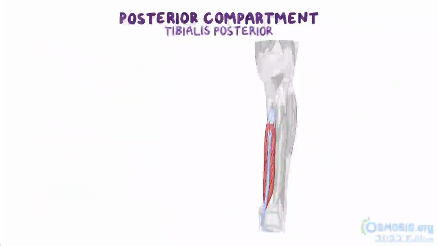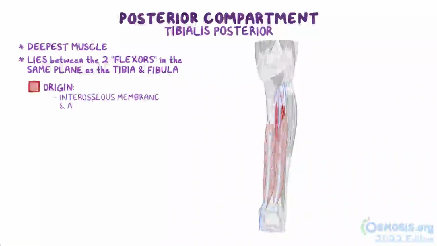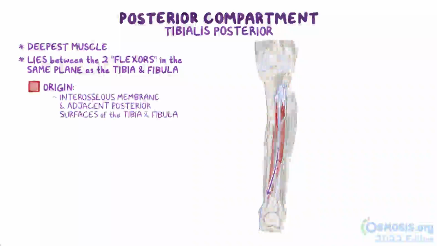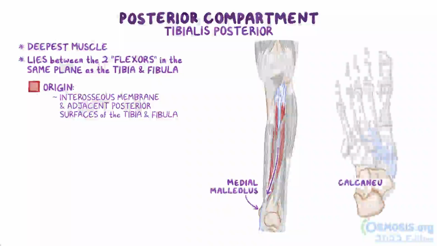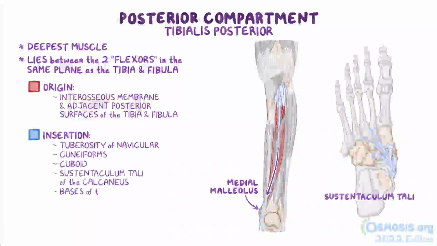And finally, the tibialis posterior is the deepest muscle in the posterior compartment, and it lies between the two flexors in the same plane as the tibia and fibula. It originates from the interosseous membrane and the adjacent posterior surfaces of the tibia and fibula, and it descends down the leg between the two muscles until it passes posterior to the medial malleolus and reaches the calcaneus deep to the two flexor tendons. The tibialis posterior inserts into the tuberosity of the navicular bone, cuneiforms, cuboid, and sustentaculum tali of the calcaneus, along with the bases of the second, third, and fourth metatarsals.